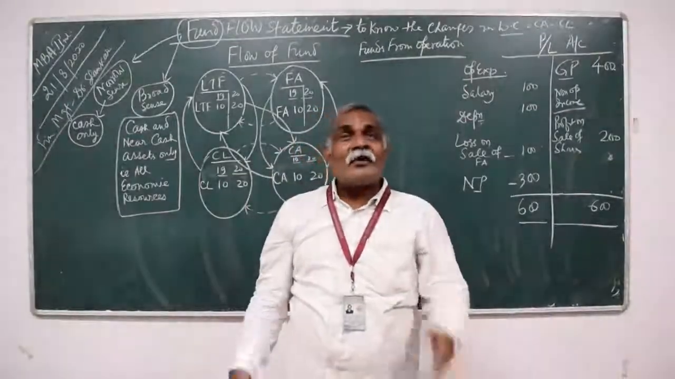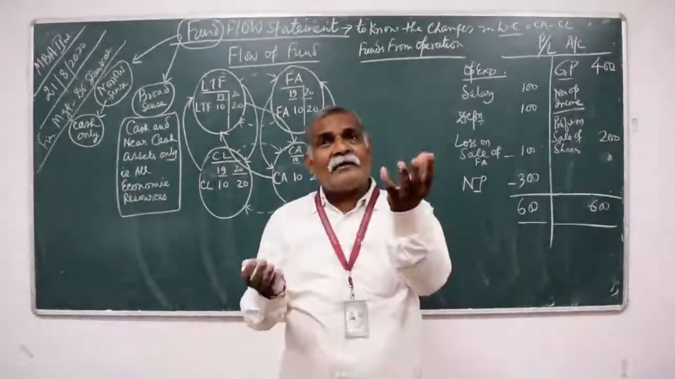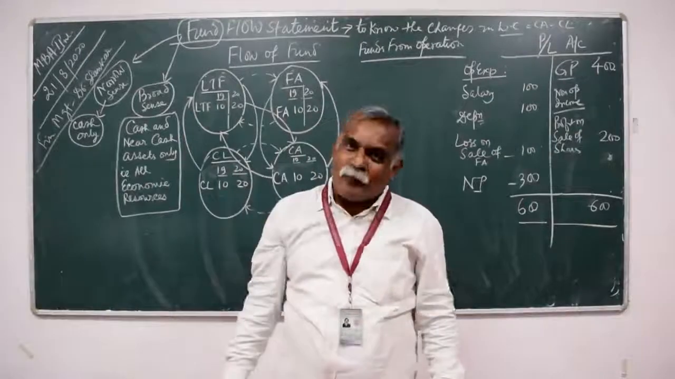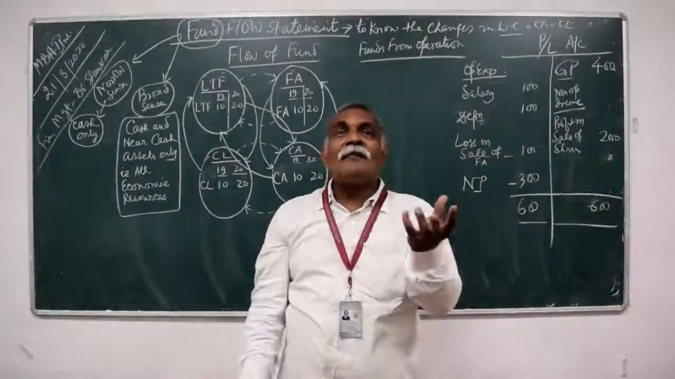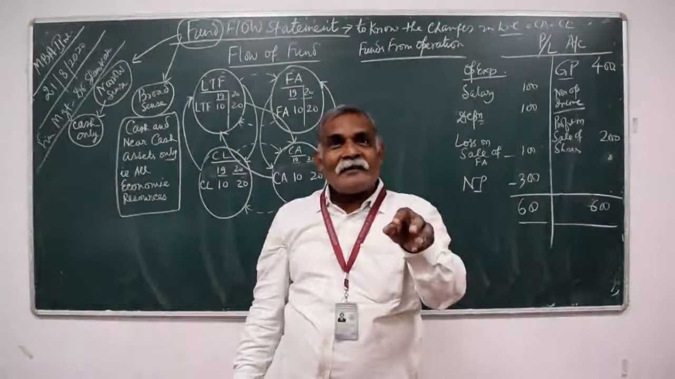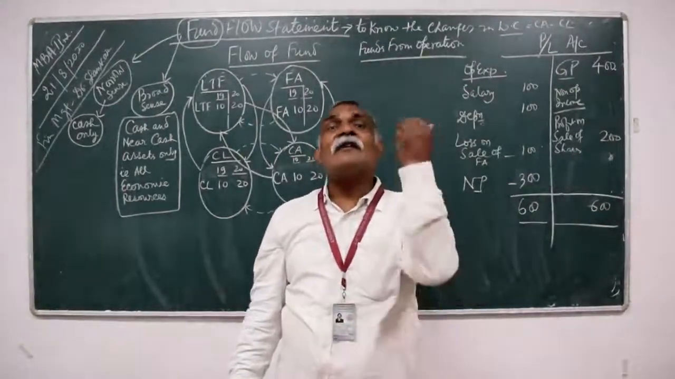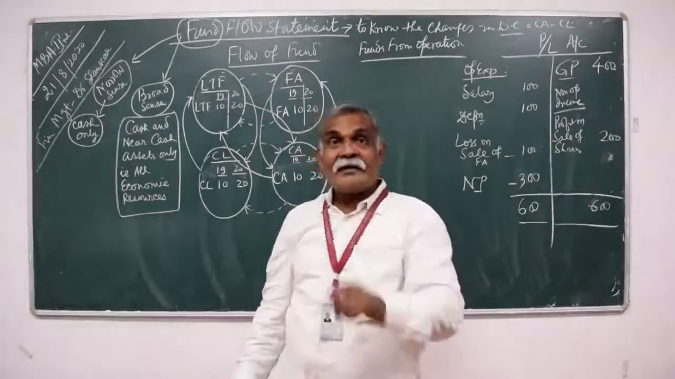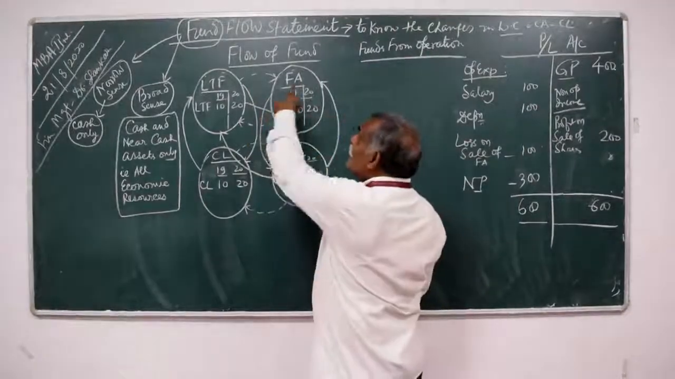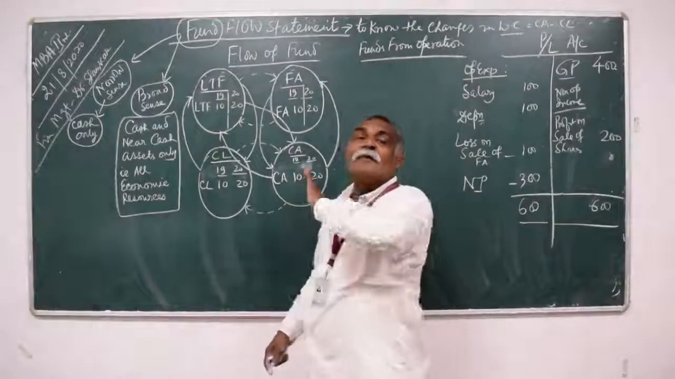Why? Because the amount of current assets and current liabilities will increase or decrease equally. So if the amount of current assets and current liabilities increase or decrease equally, then there is no change in working capital. Then how will the working capital change? Yes. It means if the transaction is horizontal, then there will be no effect on working capital.